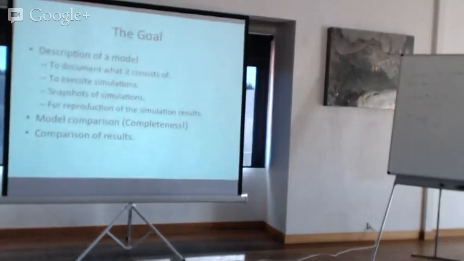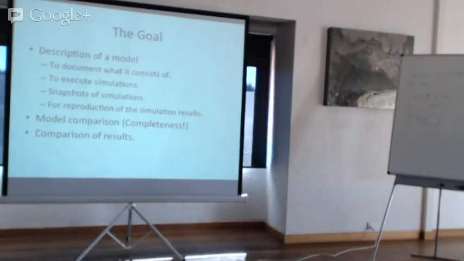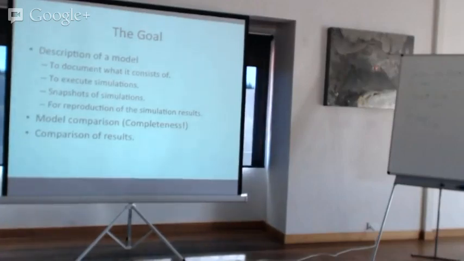So if we talk now about a specification language, what is the goal? What do we in our group want from this? There's one, of course: we have to describe the model as such, what constituents are in there, what kind of cells, what kind of other objects are there. We have to document that to tell others what we're doing. They might not have our software tool with which we also want to execute simulations on those models. We also want to have some snapshots of our simulations, a state from which we can, for instance, go on simulating. And of course, we want to have something for the reproduction of the simulation.